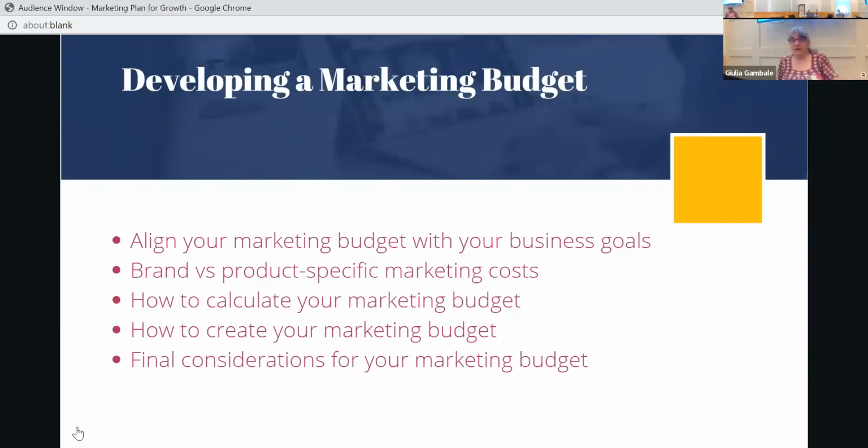So again, align your marketing budget with your business goals. Where were your business goals? Your business goals were all the way back in your marketing strategy. That's the big document that defines everything. It's overarching. So go back to your business plan, go back to whatever you scrawled onto a napkin, like, this is what I think I want to do with my business. Anything that's documented, we can look back to it and say, okay, this is what I want to do. I want to sell X amount of widgets. I want to have X number of clients, that sort of thing. Think about brand versus product specific marketing costs.